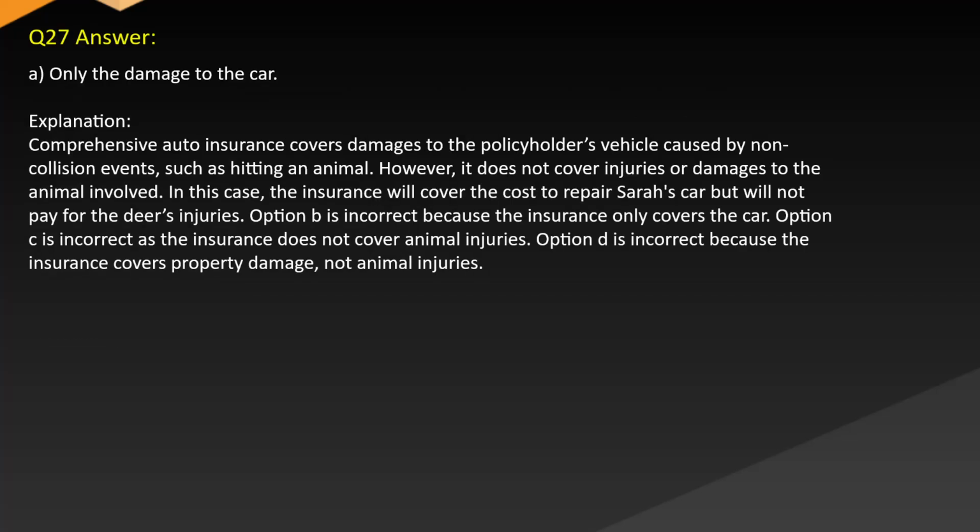Answer A. Only the damage to the car. Explanation. Comprehensive auto insurance covers damages to the policyholder's vehicle caused by non-collision events, such as hitting an animal. However, it does not cover injuries or damages to the animal involved. In this case, the insurance will cover the cost to repair Sarah's car but will not pay for the deer's injuries. Option B is incorrect because the insurance only covers the car. Option C is incorrect as the insurance does not cover animal injuries. Option D is incorrect because the insurance covers property damage, not animal injuries.